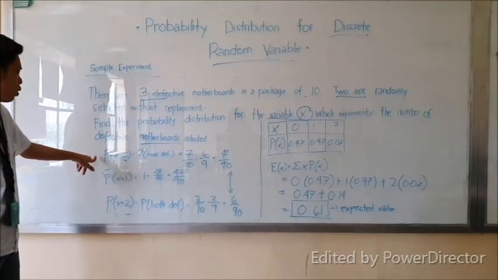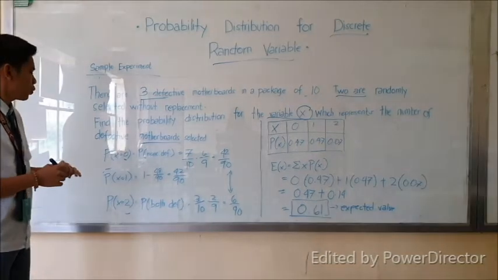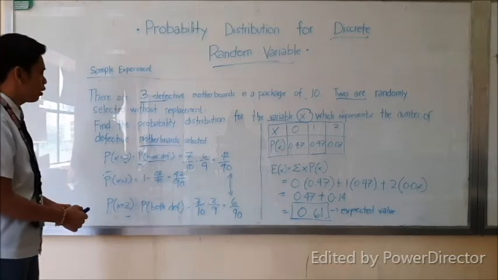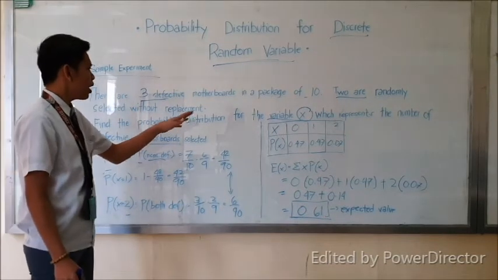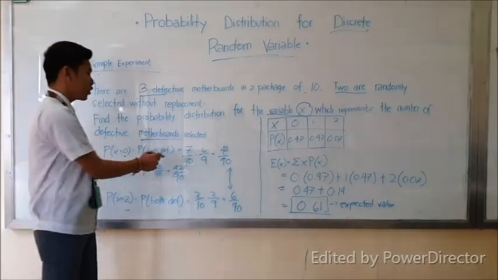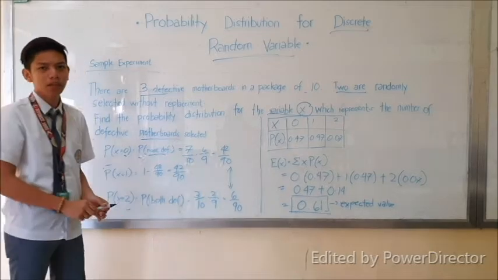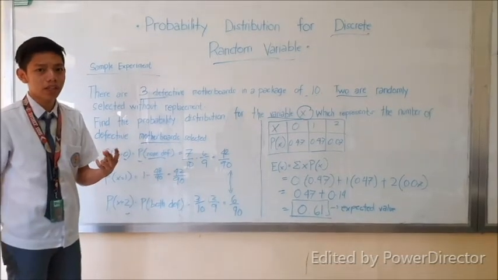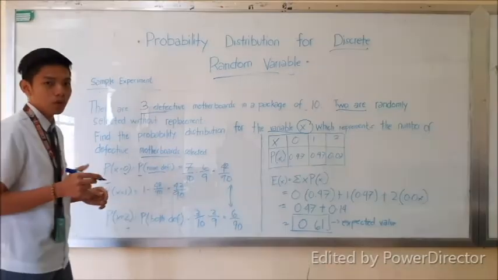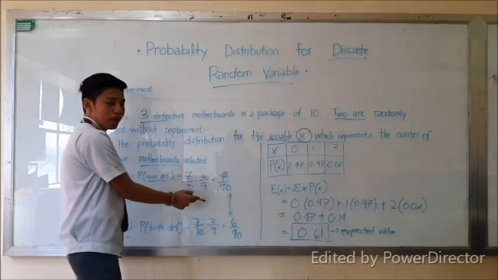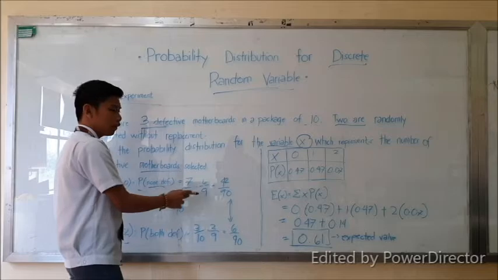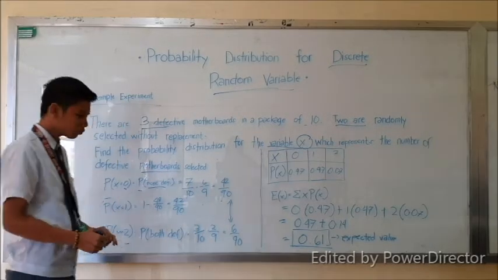Now for the first one, when x equals 0, we want the probability of getting non-defective motherboards. In a package of 10, there are 3 defective motherboards. 10 minus 3, we have 7 over 10. And since we have 2 chances to randomly select, we now use our second selection. So 10 minus 1 is 9, and 7 minus 1 is 6. So 7 times 6 is 42, and 10 times 9 is 90.